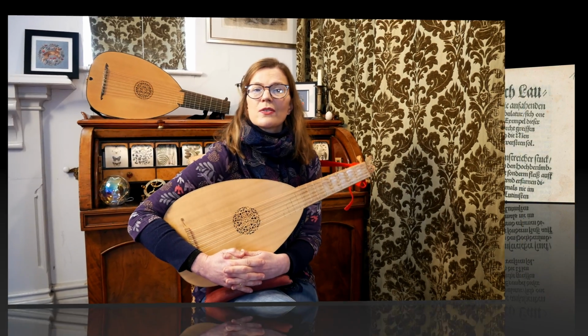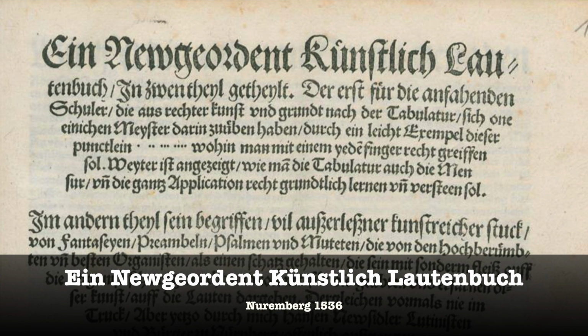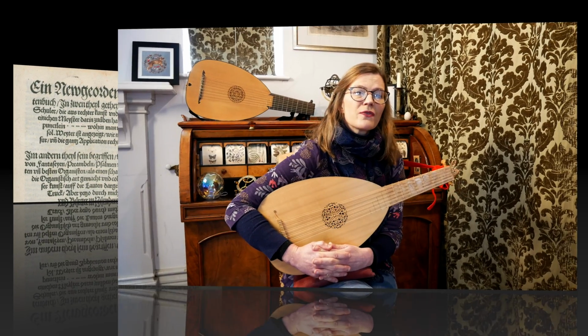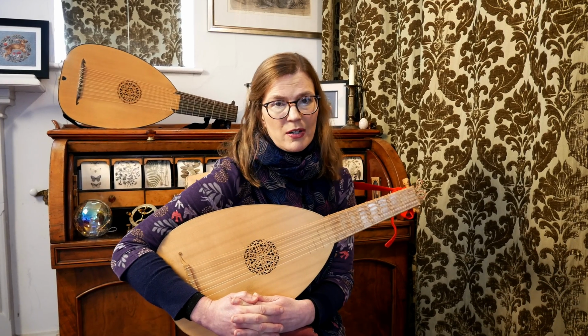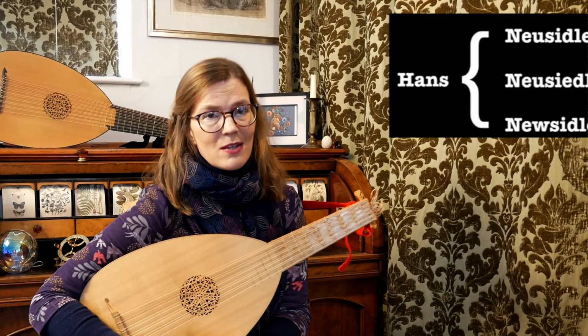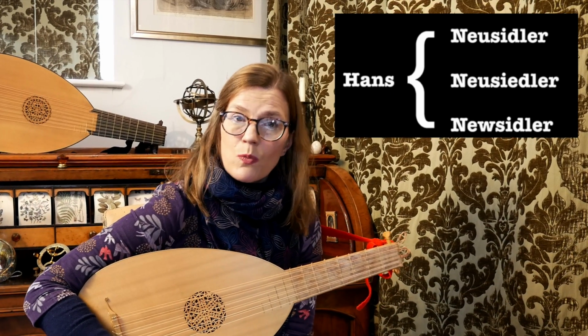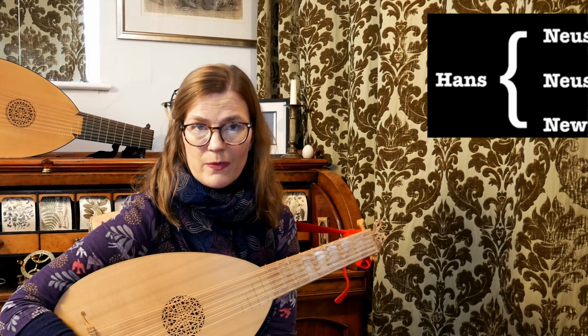I've chosen a prelude from a German manuscript titled Ein neu geordnet kunstlich Lautenbuch, dated 1536. This is the first of 8 books published by Hans Neusidler, a German lute teacher in Luthe who settled in Nuremberg in 1530 and who had many, many children. He also has many different spellings to his surname, sending me into a tailspin in terms of deciding which one I should use for this video. I opted for this one.